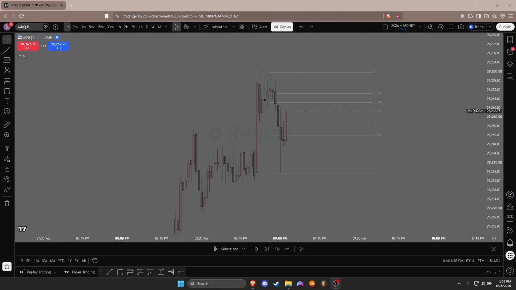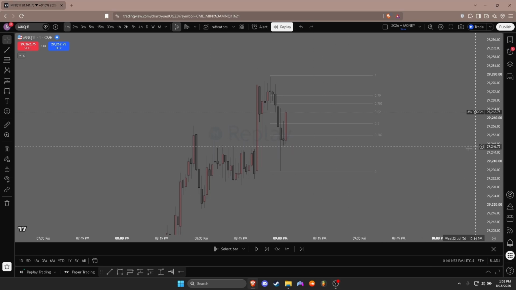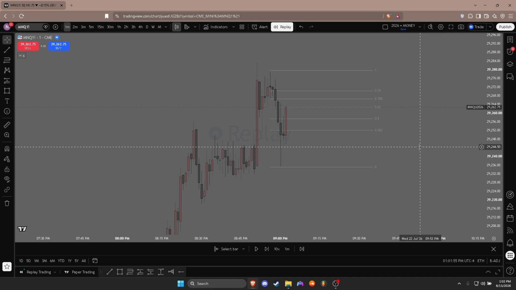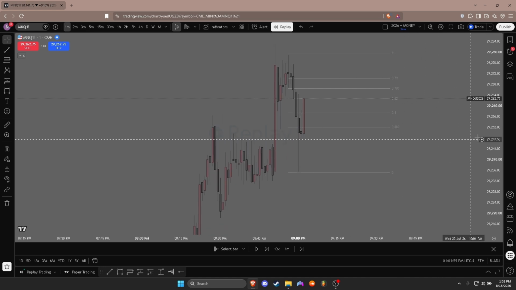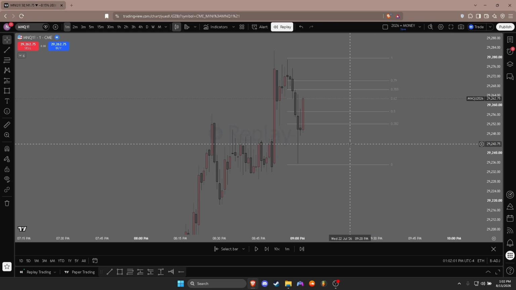This is actually a trade I took on one of my accounts last month, and I'll put a screenshot on the screen. I'm showing a trade from last month because it will show how to use OTE on a lower time frame.